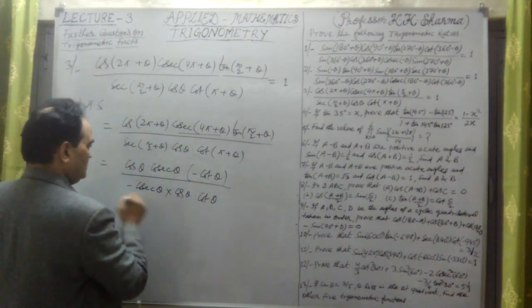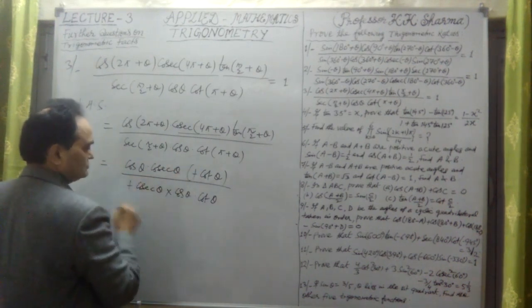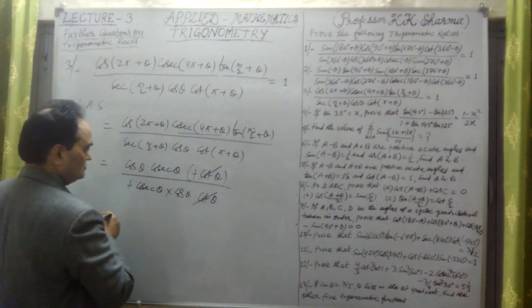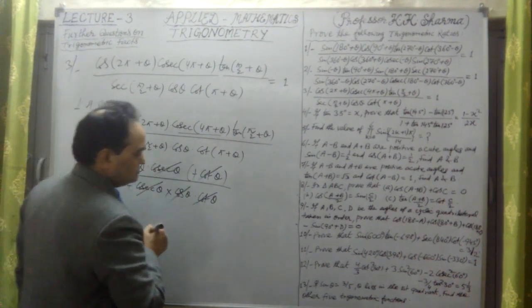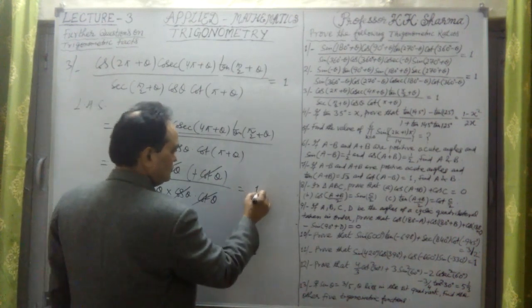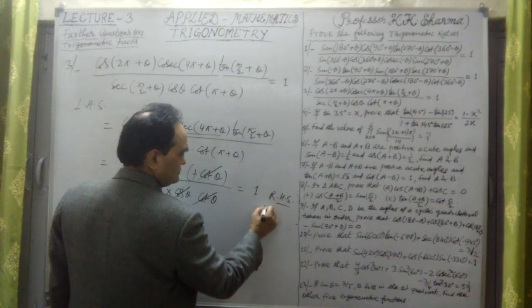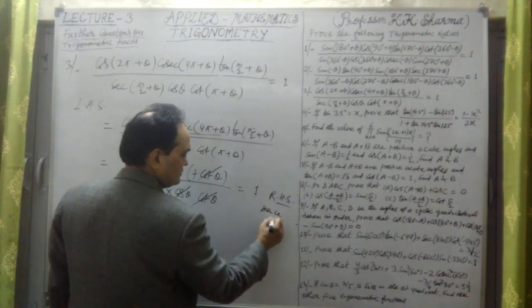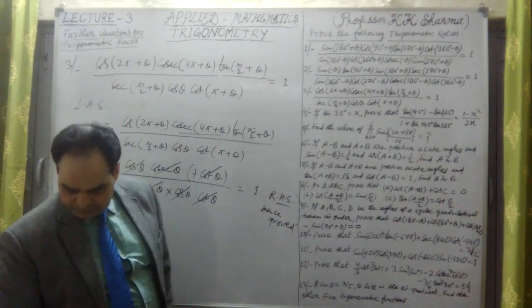So there is one negative sign in the denominator and one in the numerator, so it becomes positive. Cot theta cancels out, cos theta cancels out, cosec theta is 1. This is equal to 1, hence it is the right hand side. Hence proved. Question number 3 is also done.